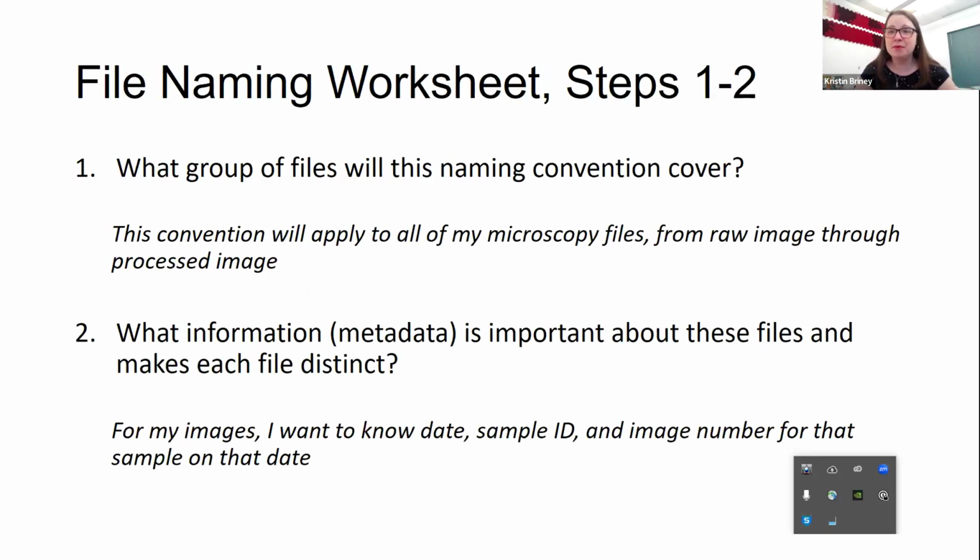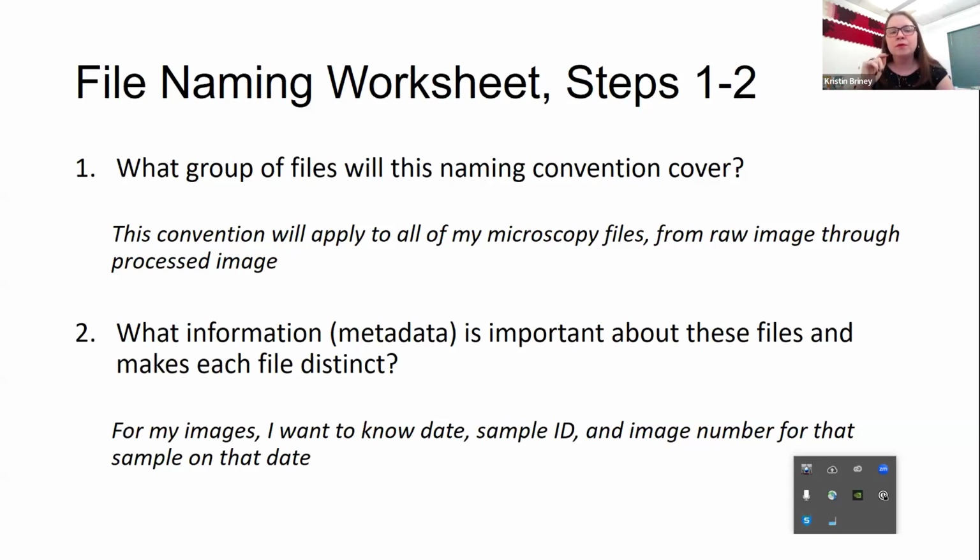So the example I'm going to be working through is for a group of microscopy files, and I'm going to name everything from the raw image all the way up through the processed image. So figure out what group of files, and it doesn't have to be all your files, just a group of related files you're going to create a convention for.